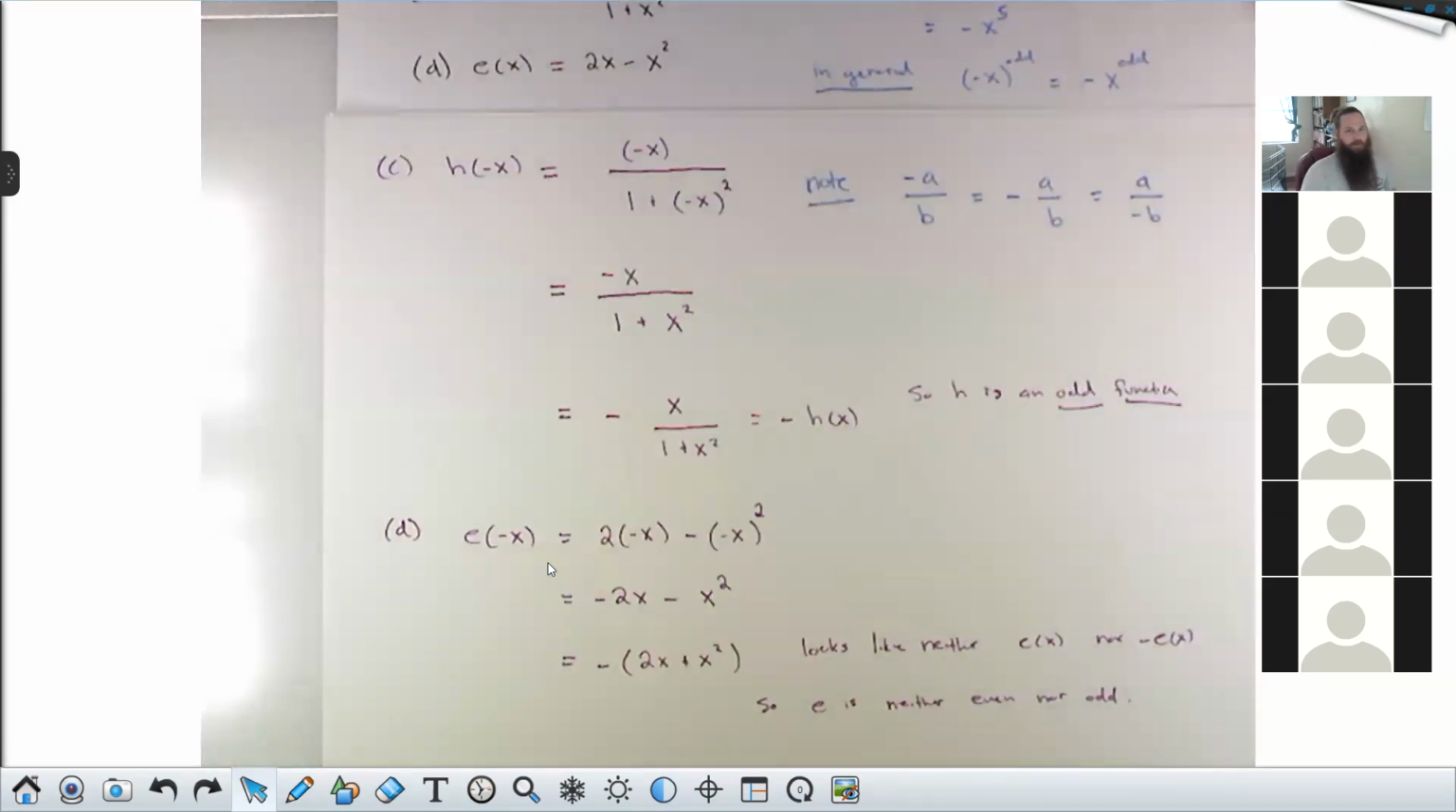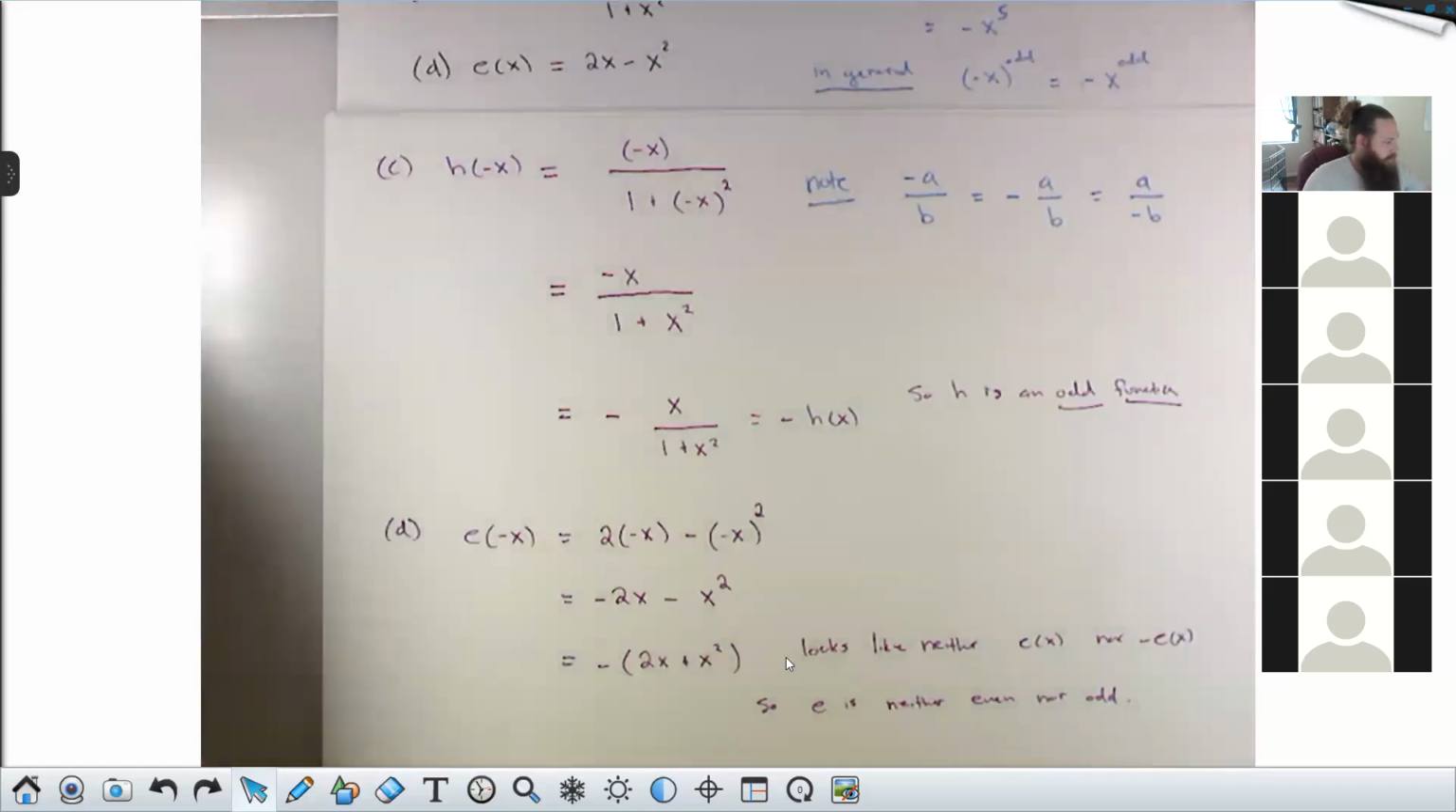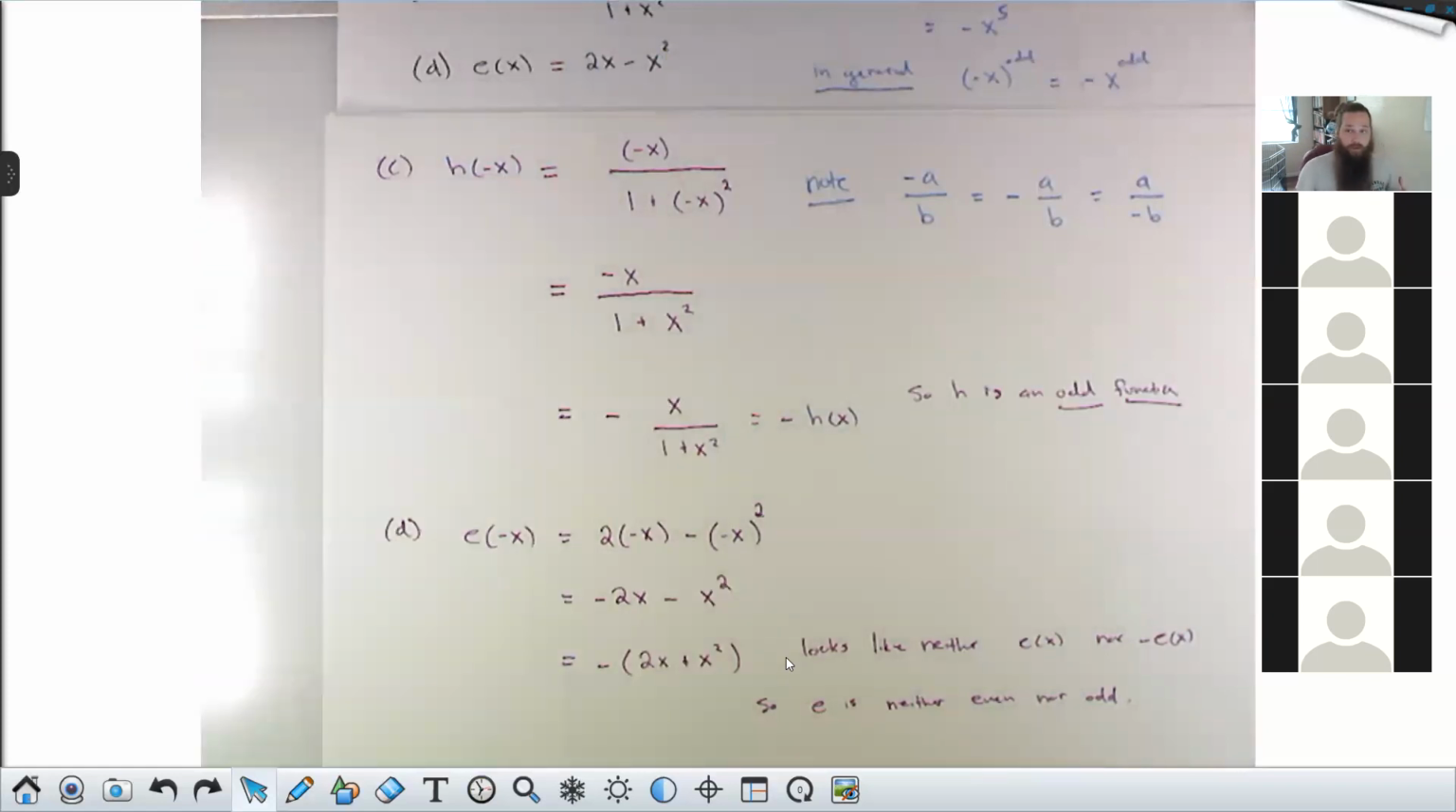Sorry. So the function H is an odd function because when we plug in negative x, we're able to force that negative out and have the original left over. The last guy there, E, is neither even nor odd because no matter how we try, I cannot turn this into the negative of the original, 2x minus x squared, nor can I turn it into the original itself. So that's how you detect using algebra if a function is even or odd.